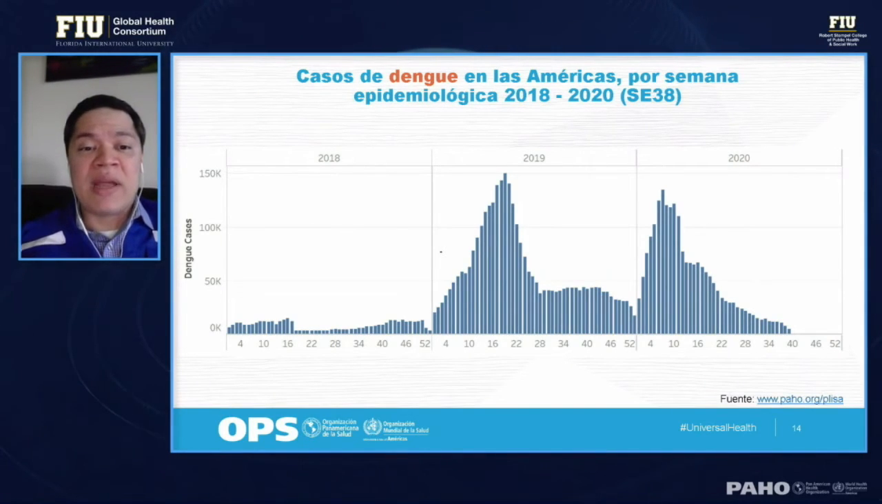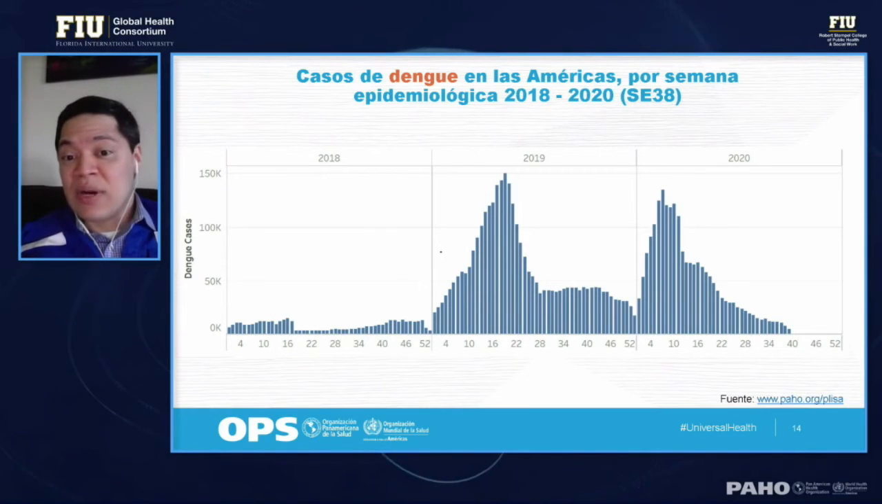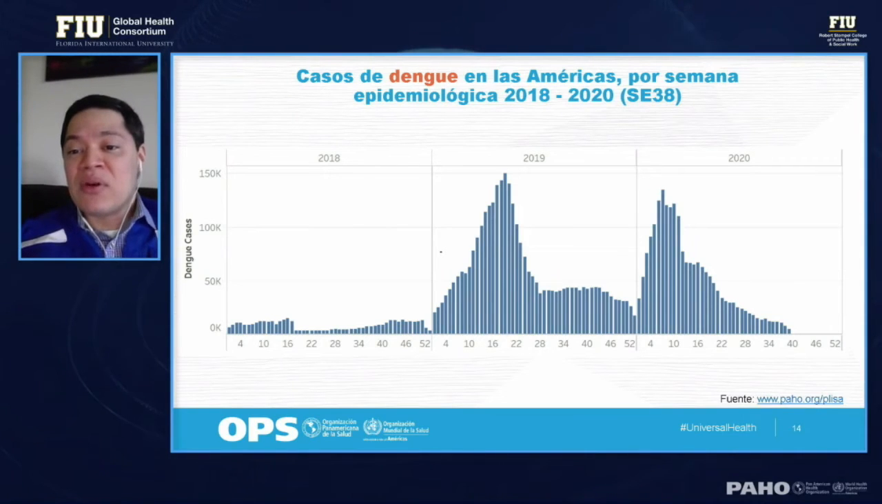When we look at the cases of dengue by epidemiological weeks, I'd like to show here the last 3 years since 2018. You can see that at the end of 2018, there was a slight increase in the number of dengue cases, but in 2019, this was quite striking, and that was the great epidemic we had reflected during the first semester more markedly, but it actually was maintained in the second semester as well.